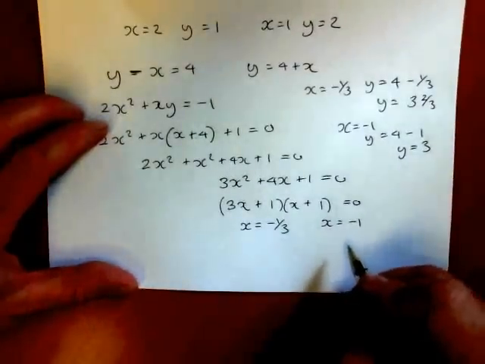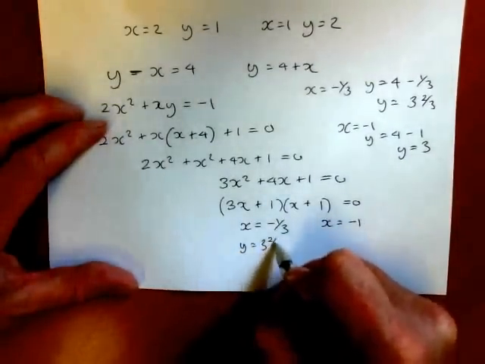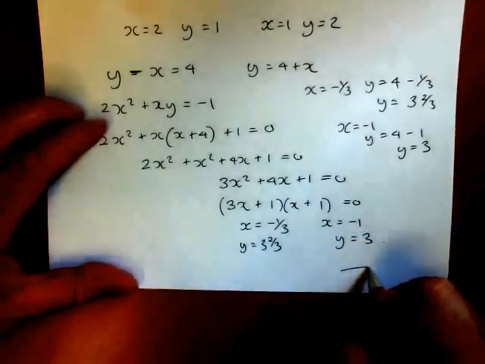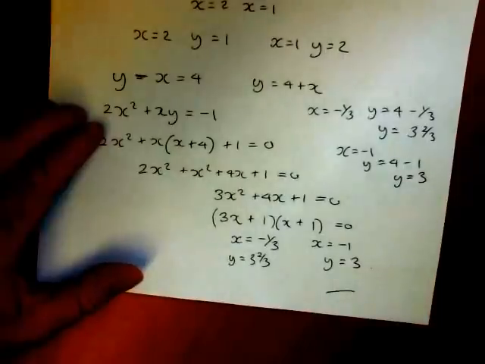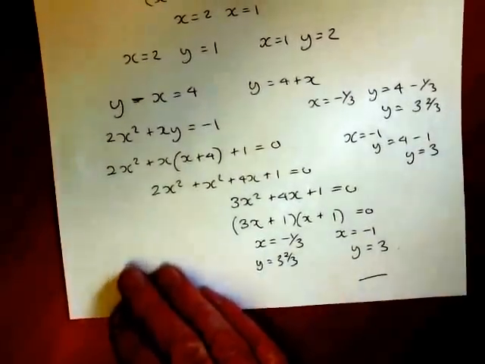So our solutions then, x is minus 1/3, y is 3 2/3. x is minus 1, y is 3. So there's 2 examples for you, and this really is one of the hardest sort of questions you'll get on a GCSE paper.